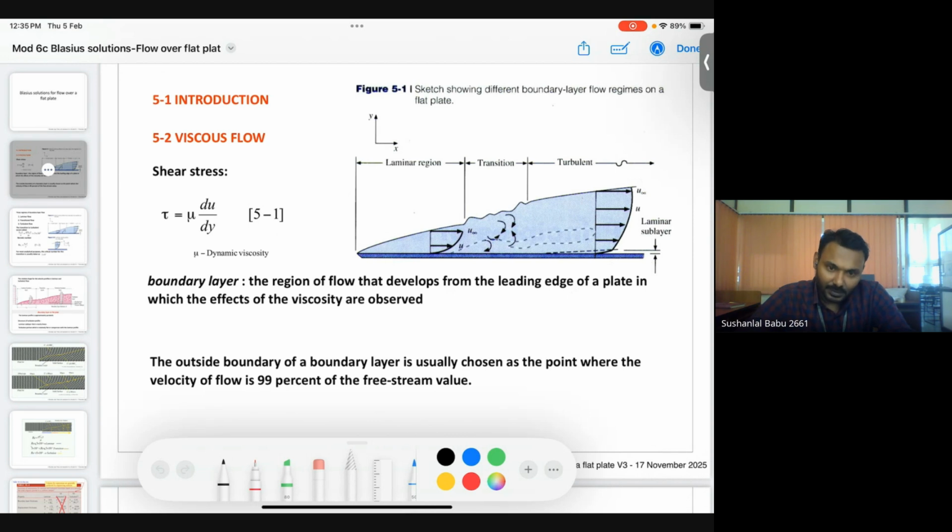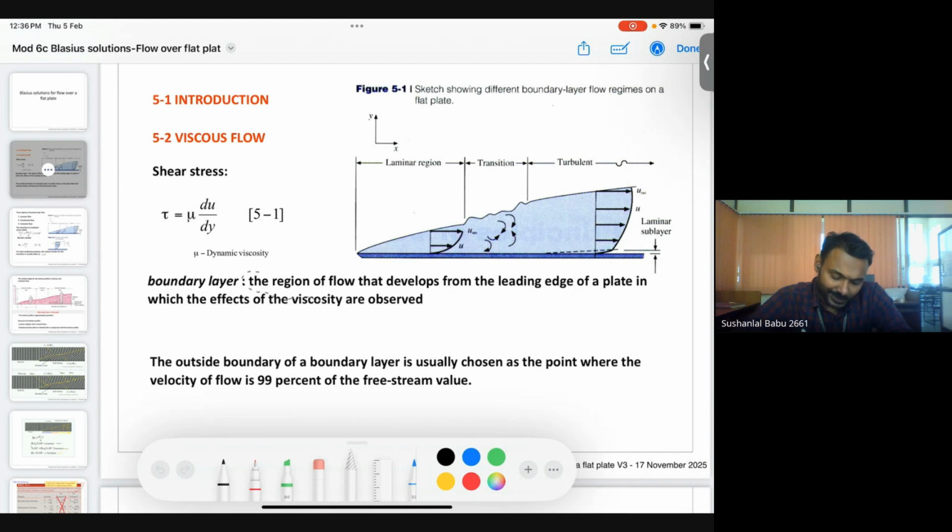Here you can see the velocity profile, and there is a transition which shows the arrow, which represents the mixing, and then you can see the turbulent portion here. So there is an expression which explains the shear stress formation over the surface because of the boundary layer formation or velocity gradient, where mu is the dynamic viscosity of the fluid and du by dy is the velocity gradient or rate of shear strain. Now, how do they define the boundary layer?